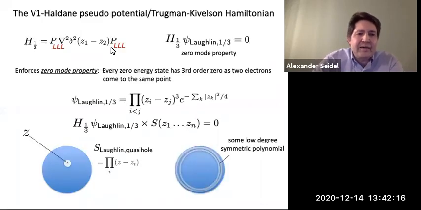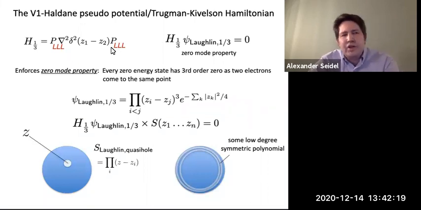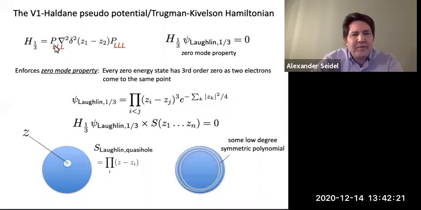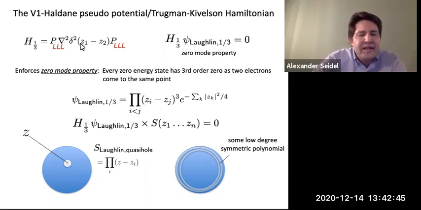So for now, let me focus on the 1/3 Laughlin state, where we have the following Hamiltonian. It's equivalently known as the V1 Haldane pseudopotential, or the Trugman-Kivelson Hamiltonian. Following Trugman and Kivelson, we write down an ultra-local interaction, the Laplacian of a delta function. And because we want to be working in the lowest Landau level, because we're saying there's a strong magnetic field, we project this two-body Hamiltonian onto the lowest Landau level.